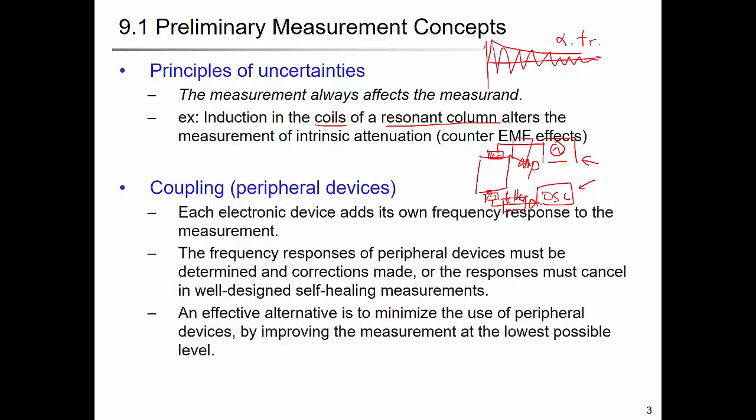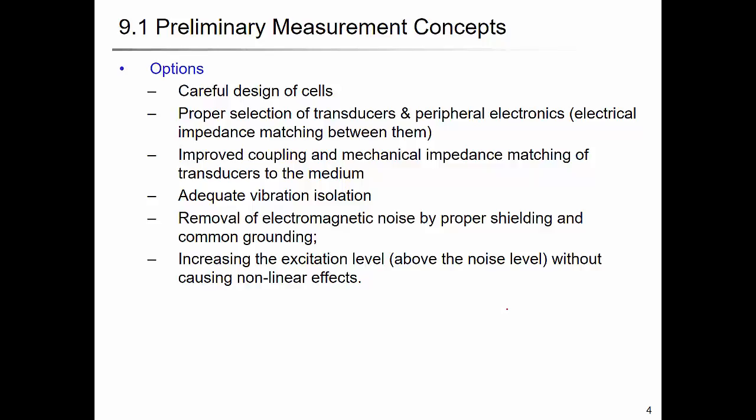But if you add more and more, you are adding complexity. So you want to make it as simple as possible. The other alternative is to minimize the use of the peripheral devices by improving the measurement at the lowest possible level. So what can we do? We can do careful design of the cell and proper selection of the transducer and peripheral electronics, and improve coupling and mechanical impedance matching of the transducer to the medium.